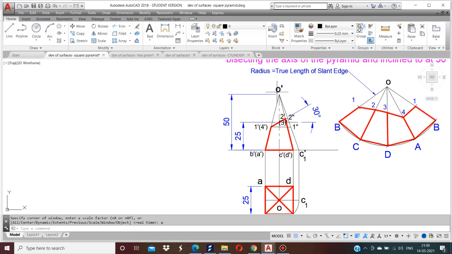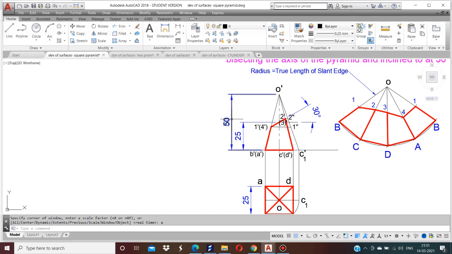Similarly, with O dash 2 double dash as radius and O as center, cut an arc on OC at 2 and on OD at 3. Then join 1 to 2, 2 to 3, 3 to 4 and 4 to 1 using a scale and pencil. Also join B to A, A to D, D to C, C to B and B to 1. Change to an HB pencil.